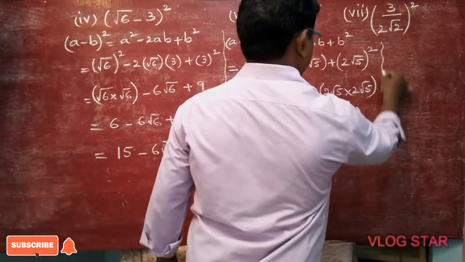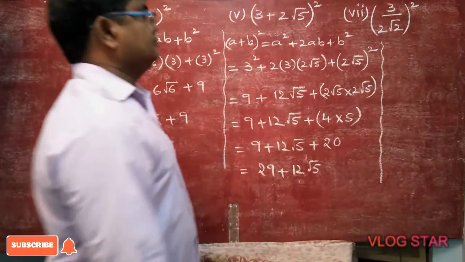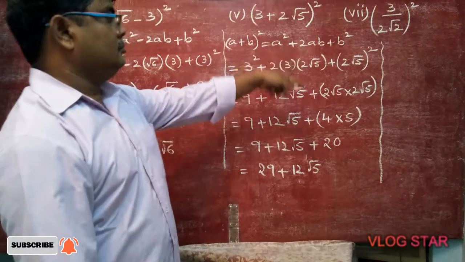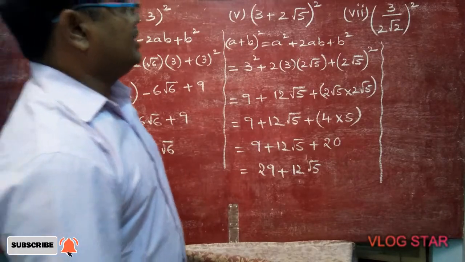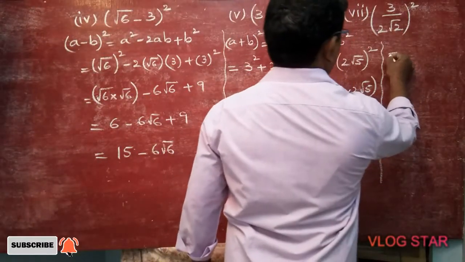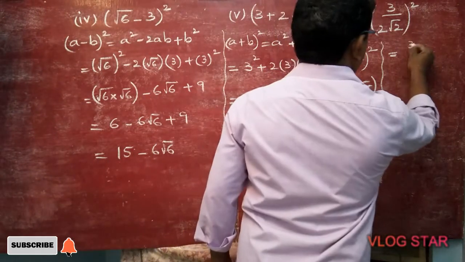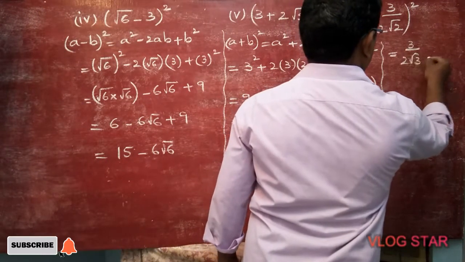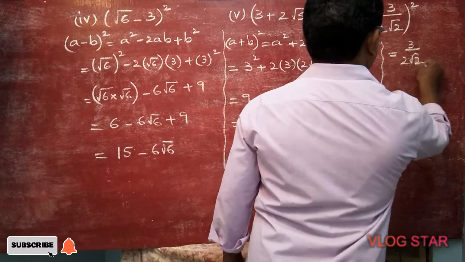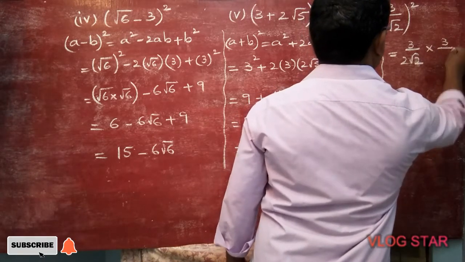Next, coming to the seventh problem. Sixth problem I have to do later because of lack of place. Now, what is the meaning of 3 by 2 root 2 whole square? 3 by 2 root 2 into 3 by 2 root 2.